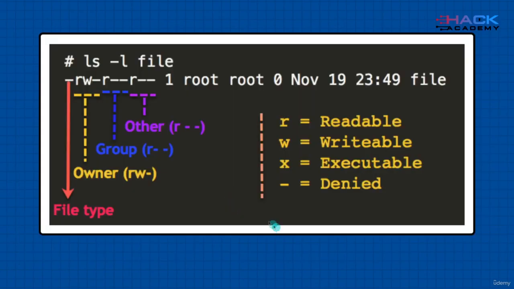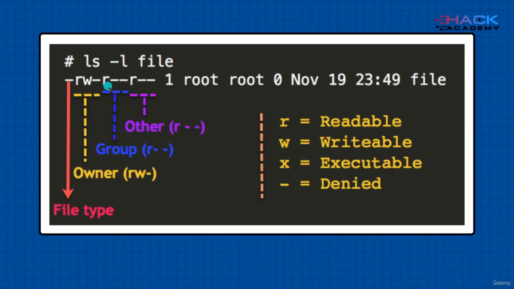Here we can see an example of the ls -l command on a specific file. Now let's read the output of this command. We can see right here that these are the permissions of the file. The first character here should be the file type. The next three characters will be the owner permissions. In this case, the owner has read access and write access.